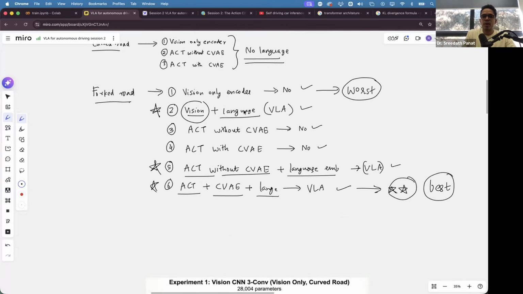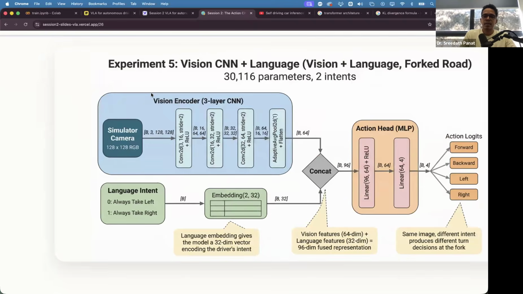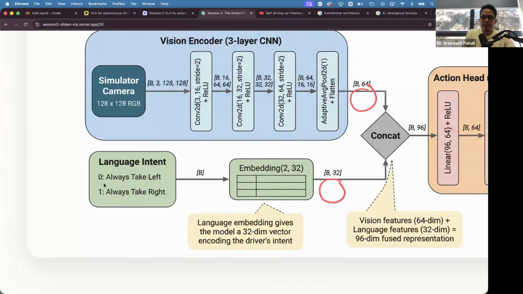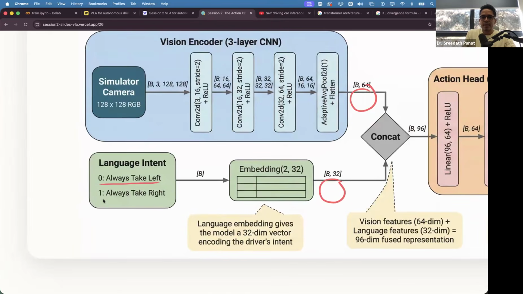So first, the vision only model with language intent. This is very simple. You have already seen this in the last lecture. Vision only means first the camera input is converted into a 64-dimensional vector with batch size B, to which we are simply concatenating a 32-dimensional language embedding. So language has only two intents. Intent 0 is take left. Intent 1 is take right. Then there will be an embedding like a lookup dictionary, where there are only 2 items.